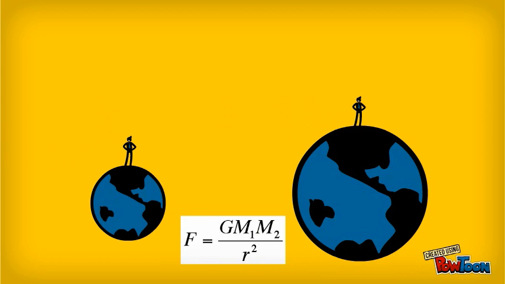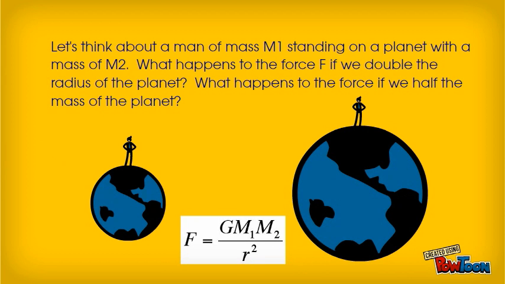Now let's think about a man who has a mass m1 and he's standing on a planet and the mass of the planet is m2. What would happen to the force F on the man if we double the radius of the planet? Well, if r suddenly goes to 2r, that's doubling the radius, then if we look at that equation and we take 2r and put it in place of r, then 2r all squared is 4r squared. So we can work out that the force will be a quarter of the original force if we double the radius of the planet.